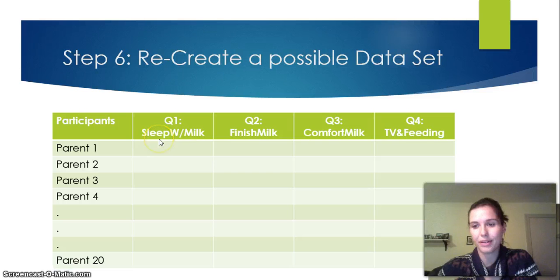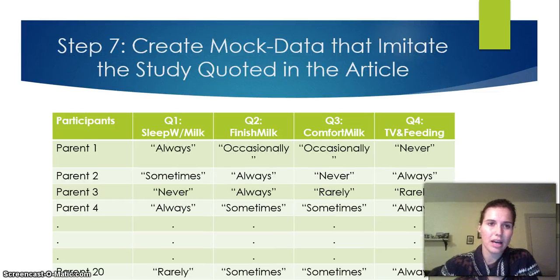Let's say often studies are based on race or gender, so one column would be what race do you identify with, what gender do you identify with, are you a smoker, for instance, right? And what I do is, because I'm lazy, I just make up a short name for the entire question. So that's why it says sleep with milk, finish milk, comfort milk, TV and feeding. So I remember what question each column is based on. Okay, so once you have done this, you're almost there.